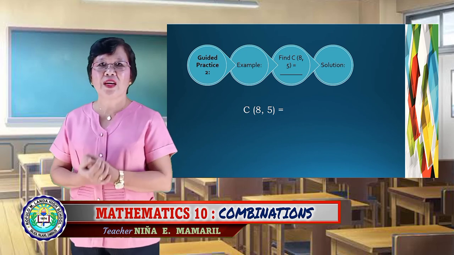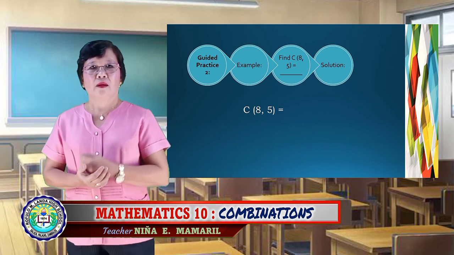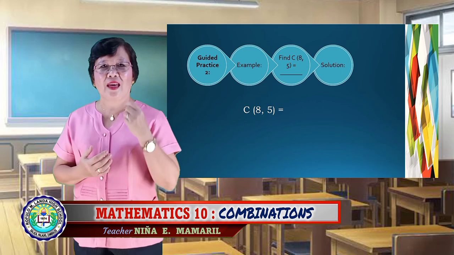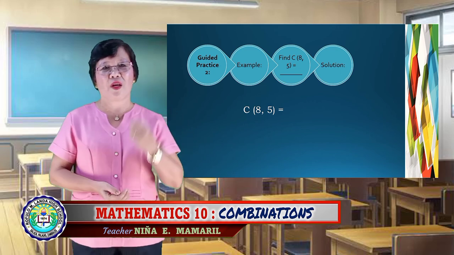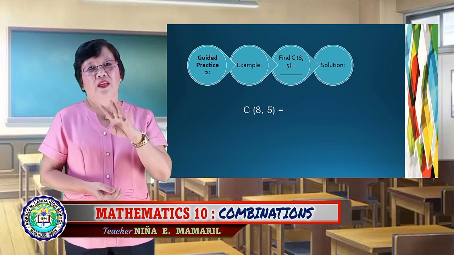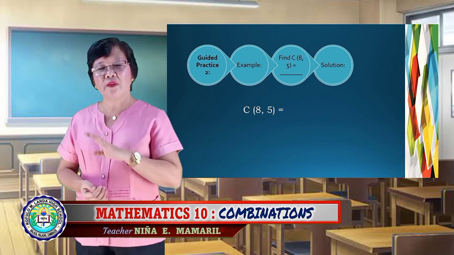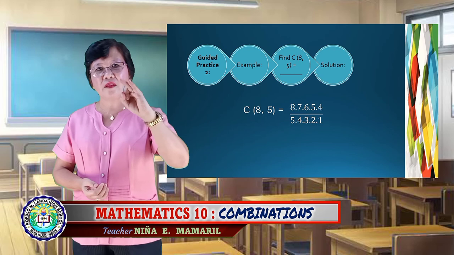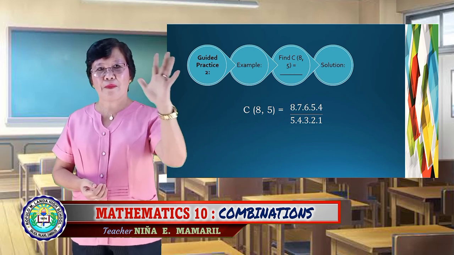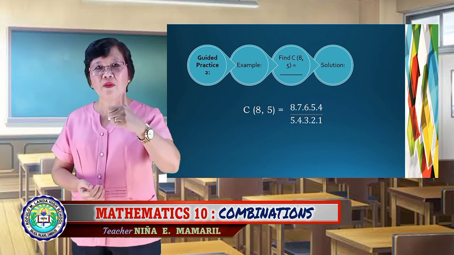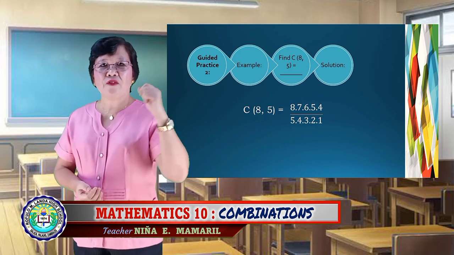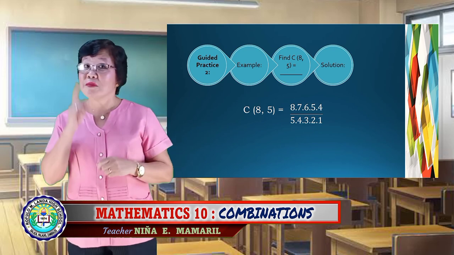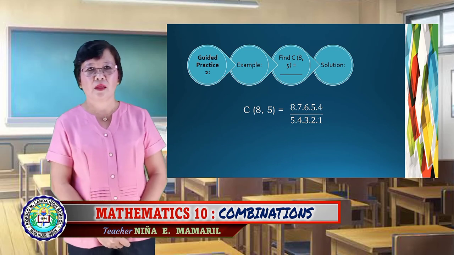Okay, we have now 8 factorial. Okay, I'll repeat. 8 objects, 5 taken at a time. So we have now 5 is the value of r. So we have 8 times 7 times 6 times 5 times 4. And 5 factorial will be our denominator. So you have 5 times 4 times 3 times 2 times 1.